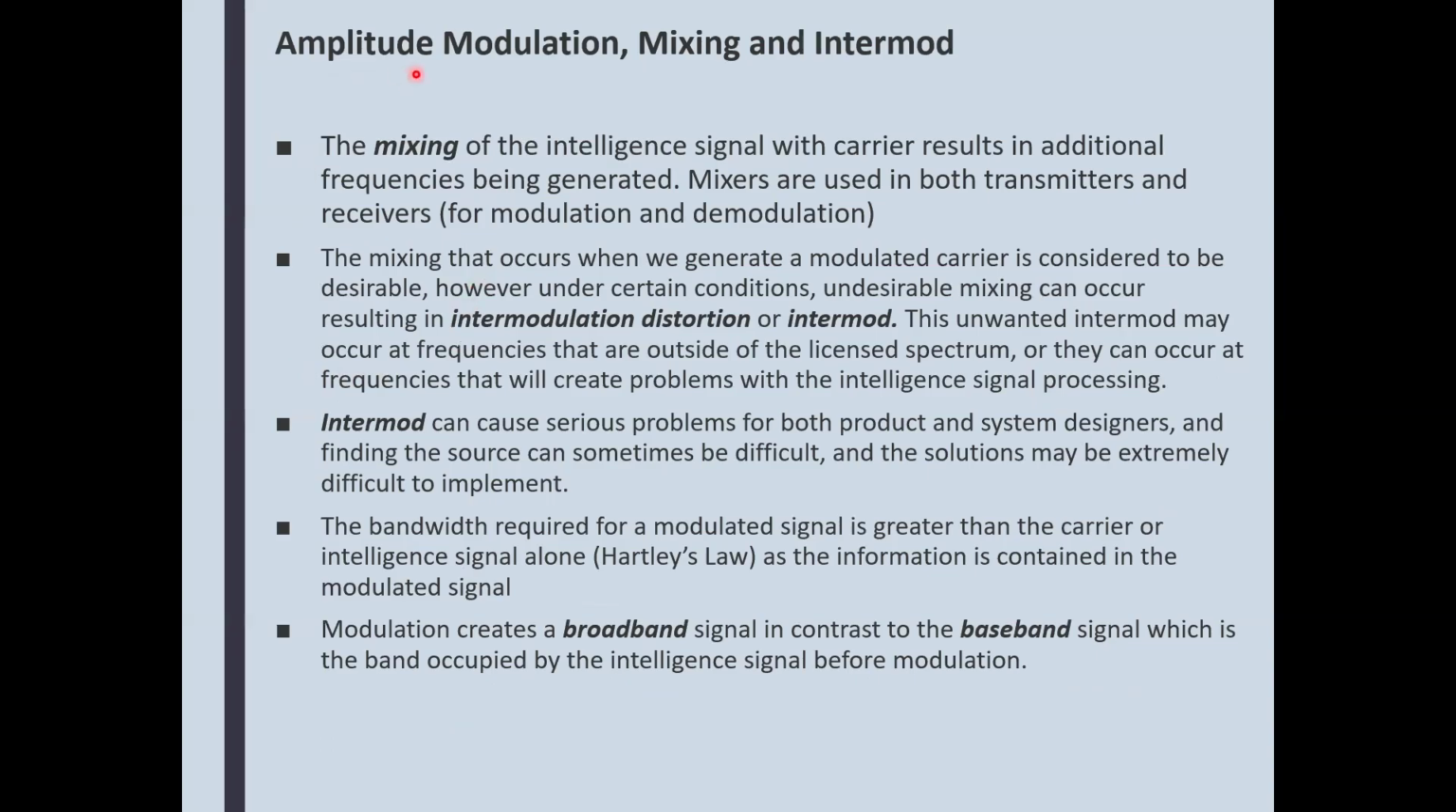Now, amplitude modulation, mixing and intermod. Well, there are some aspects we need to understand. Mixing of the intelligence signal with carrier results in additional frequencies being generated, and that's within the first couple minutes what I was showing you, right? Over class here. So okay, again, mixing of the intelligence signal with carrier results in additional frequencies being generated. Mixers are used in both transmitters and receivers for modulation and demodulation.